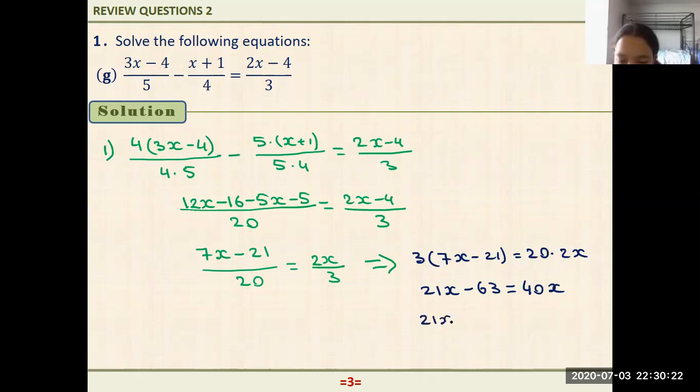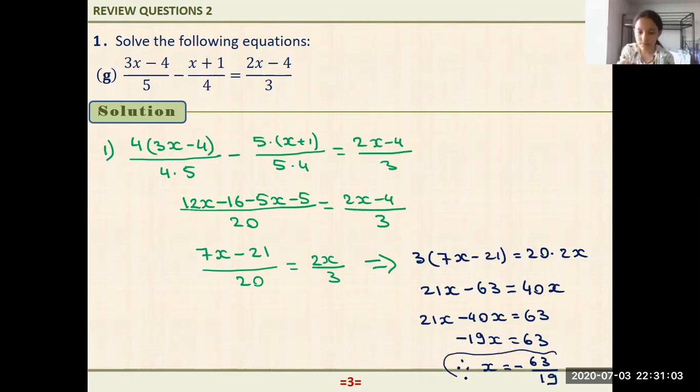So now we take the unknowns to the left-hand side, numbers to the right-hand side. And while doing this, don't forget to change the sign. It is positive here, take to the left-hand side, minus 40x. So that is negative here, take to the right-hand side, it becomes plus 63. What is 21 minus 40? Negative 19. x equals 63. Now we can write the answer because if I divide both sides by negative 19, we get minus 63 over 19. That is the solution of the equation.